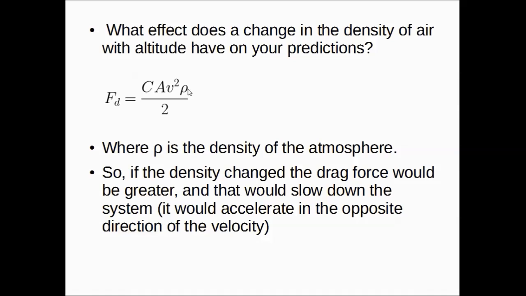What effect does a change in the density of air with altitude have on your predictions? Rho here is the density of the air, and if the density increases, then the drag force would increase and the velocity would decrease because the drag force is in the opposite direction of the velocity.